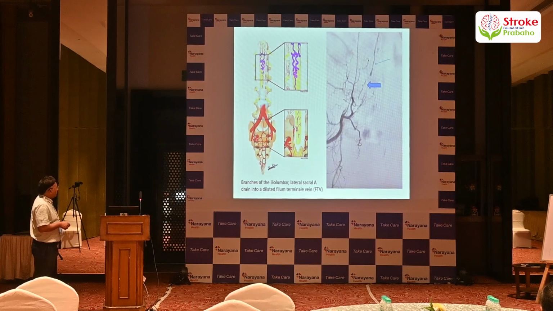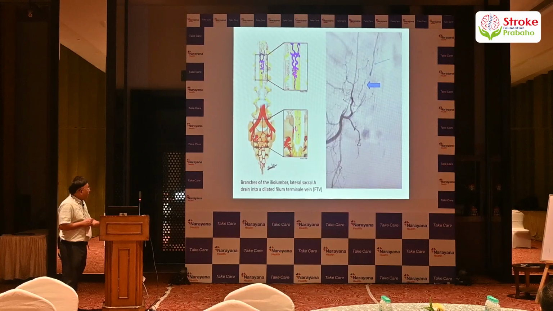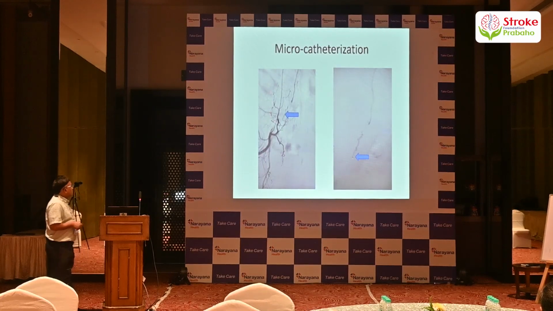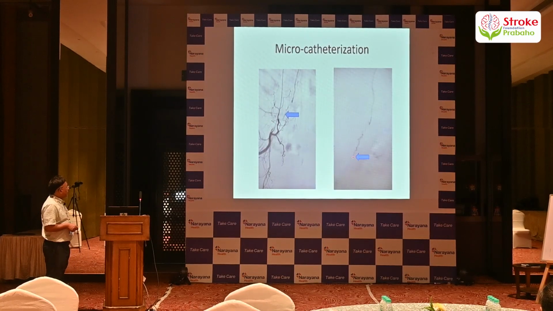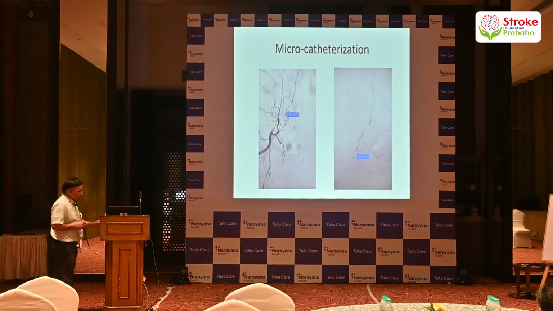So this is again the anatomy: this is the medial sacral artery, this is the lateral sacral artery, the iliolumbar artery, and this is drained by the filum terminale vein. This was the site of fistula, this is the draining vein. We did microcatheterization up to the proximal segment, not exactly at the fistula, and we injected glue, but luckily the glue penetrated up to the fistula.